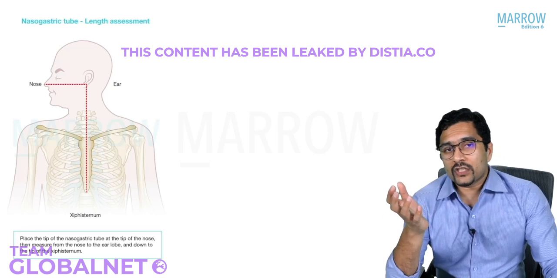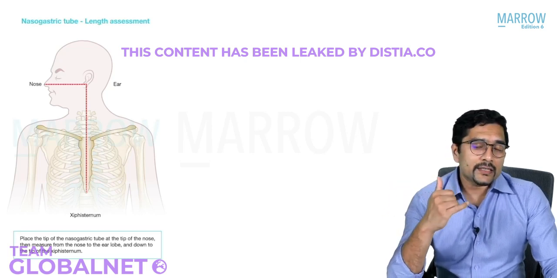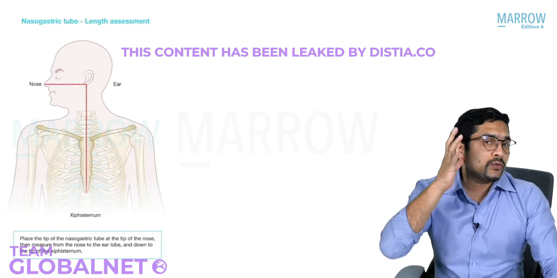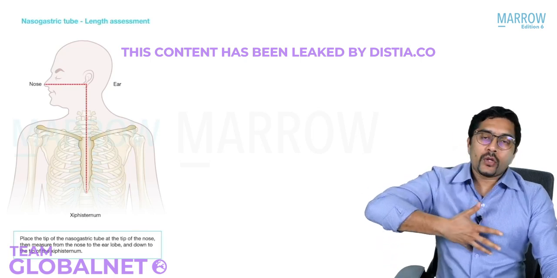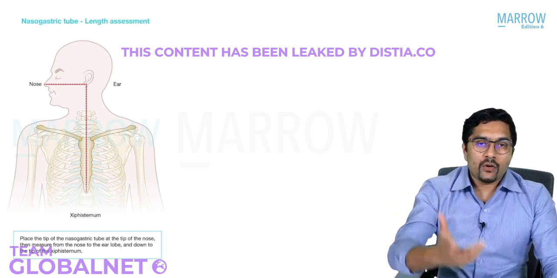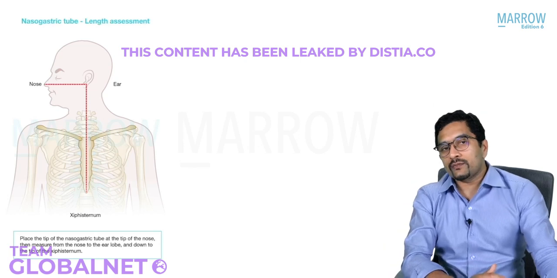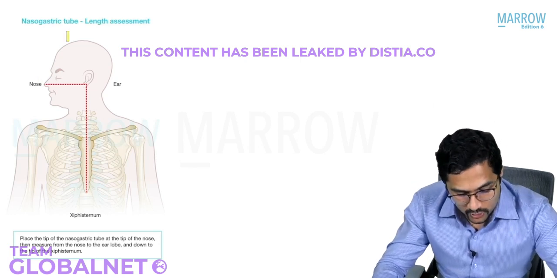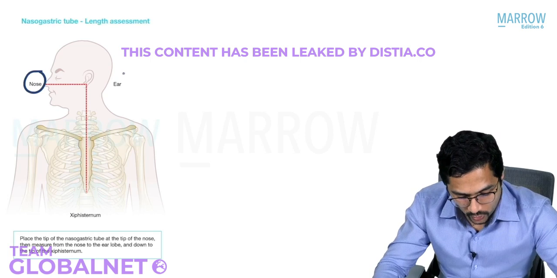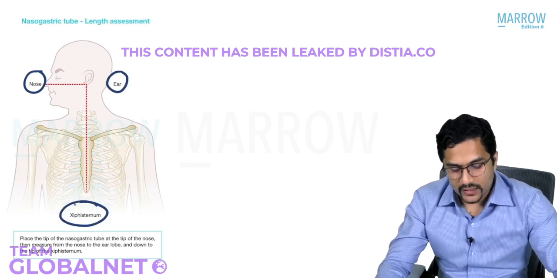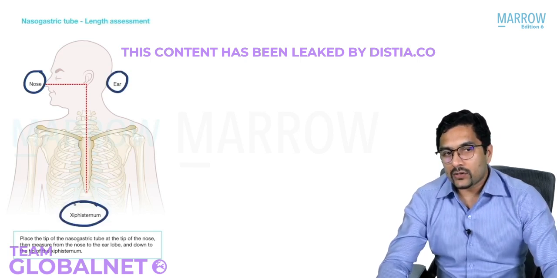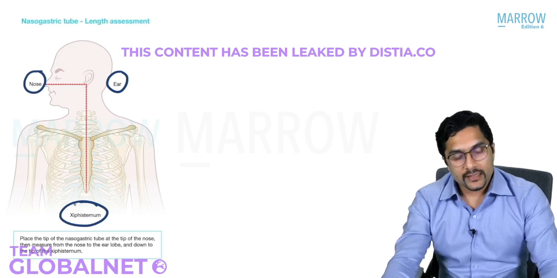This is another question which has been asked in the exam, and this you can measure from the nose to the ear lobule and ear lobule to xiphisternum. So this is how we measure the length of the Ryle's tube which is to be inserted. So it is from the nose to ear lobule and from ear lobule to xiphisternum. This will tell us the length of the Ryle's tube which needs to be inserted.